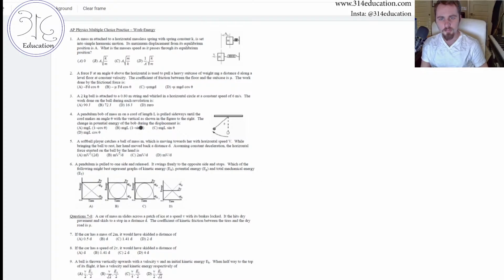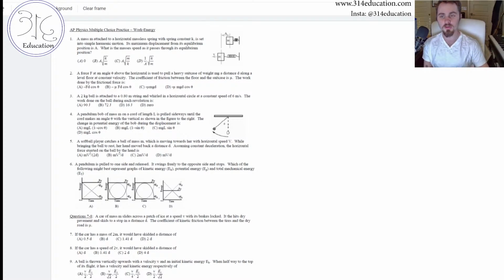All right. Right off the bat, we're dealing with a simple harmonic motion problem. We'll see this again in a couple weeks or next week because this is an important equation for simple harmonic motion. We're asked: for a mass m on a spring with spring constant k set in simple harmonic motion, so it's oscillating back and forth, the maximum displacement from its equilibrium position is A, the amplitude of our wave, if you prefer. What is the mass's speed as it passes through the equilibrium position?